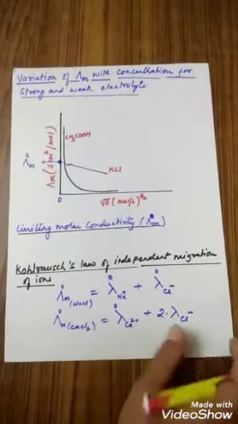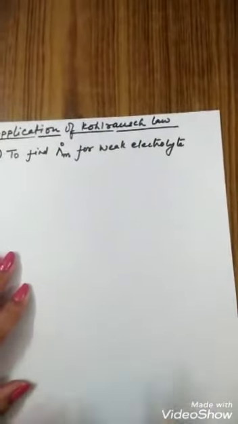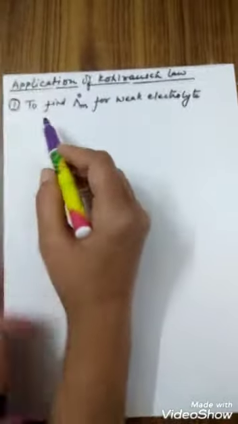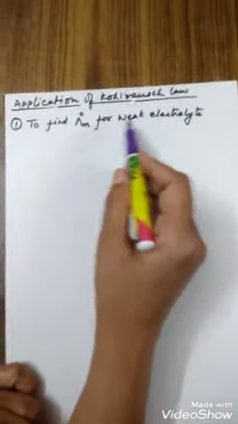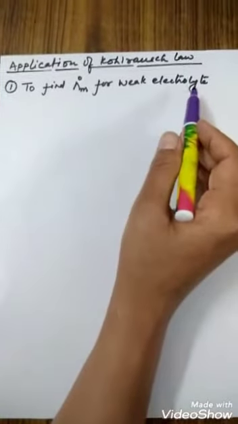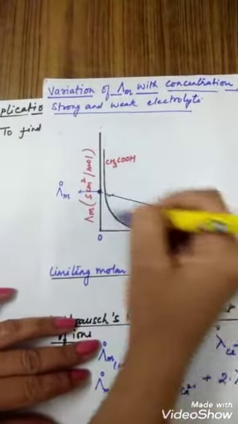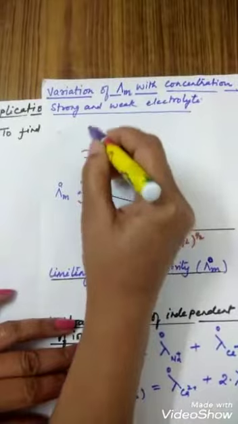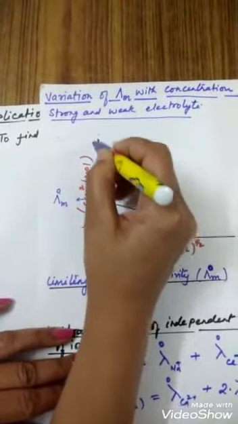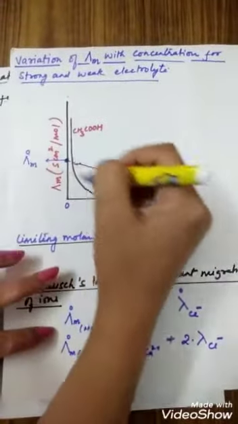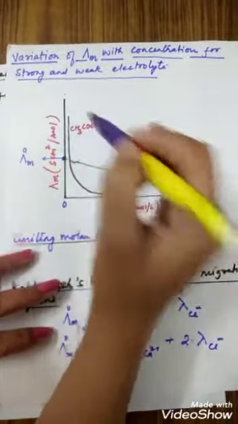Now, coming to the applications of Kohlrausch law, a very important application is to find lambda m naught for a weak electrolyte. Earlier I told you the drawback of the graphical method: we cannot find lambda m naught for a weak electrolyte because the curve becomes parallel to this axis. It will never cut this axis. So this is the drawback of the graphical method.